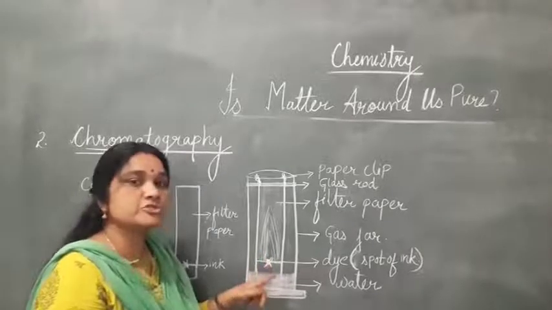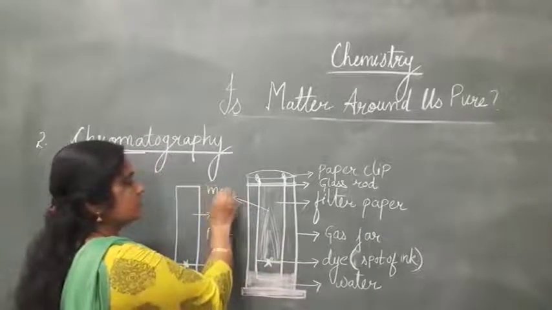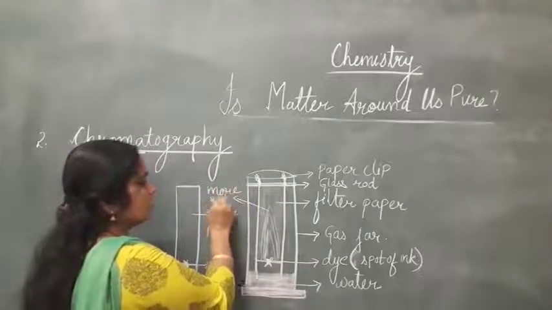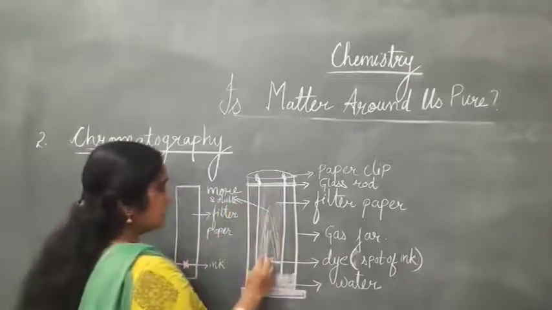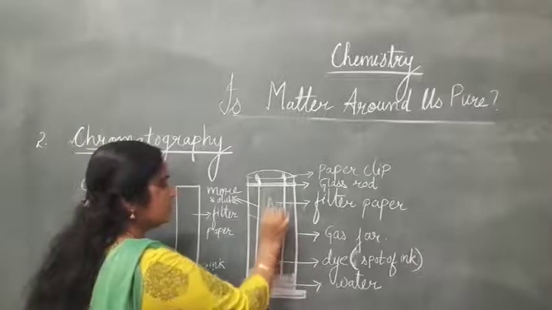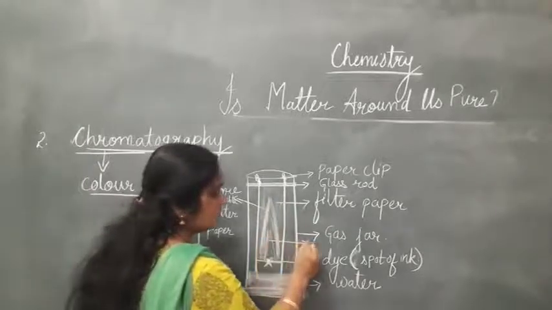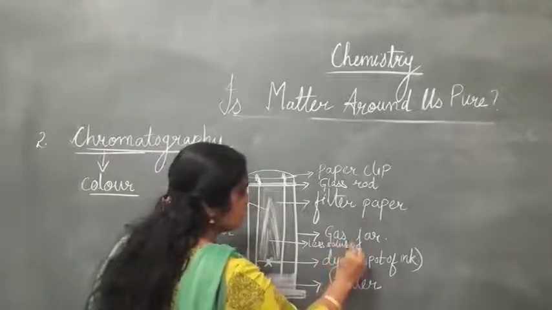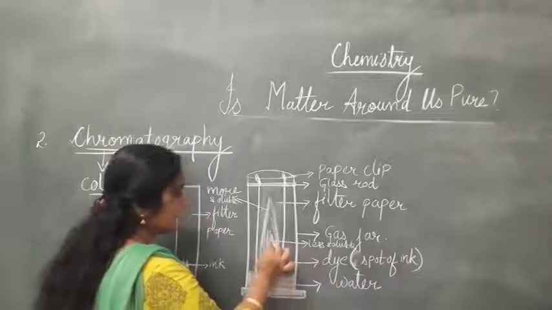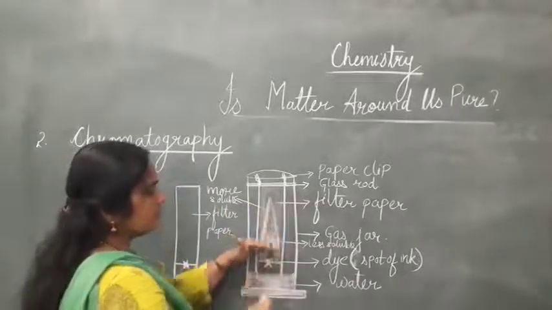How are the colors of the mixture getting separated? The color which is more soluble in water, please observe, understand this properly, will move much faster and will form one layer on top, and the color which is less soluble in water will move very slowly and will be left behind at the lower end of the filter paper. So this is how you can get a variety of colors.